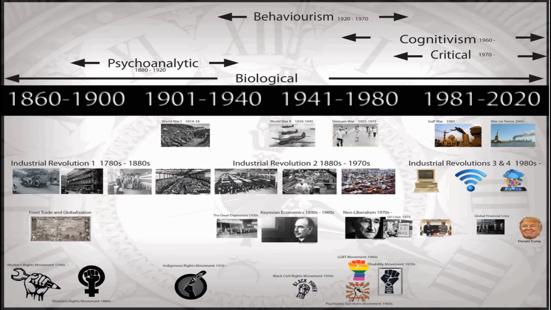And the 4th strand is the social movements, the civil rights movements, beginning with the workers' rights movements, 1700s, and the women's rights movements, 1880s, indigenous rights movement that began 1910 and also black civil rights movement, LGBTIQ movement, psychiatric survivor movement, and the disability movement.